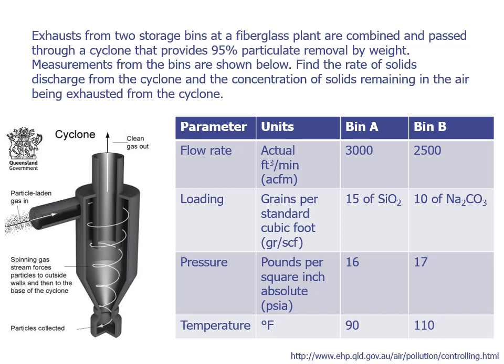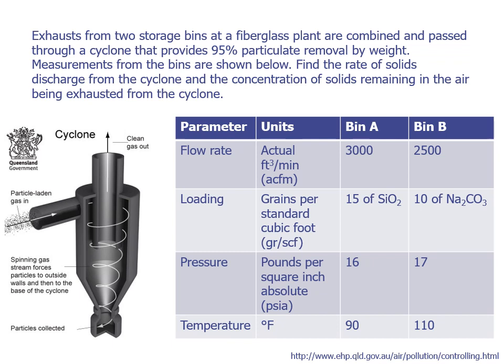Here we have exhaust from two storage bins at a fiberglass plant that are combined and passed through a cyclone that provides 95% particulate removal by weight. So we have bin A and bin B. Exhaust comes from those two. It's combined together and it goes through a cyclone. A cyclone removes particles larger than a certain size at 95% efficiency.